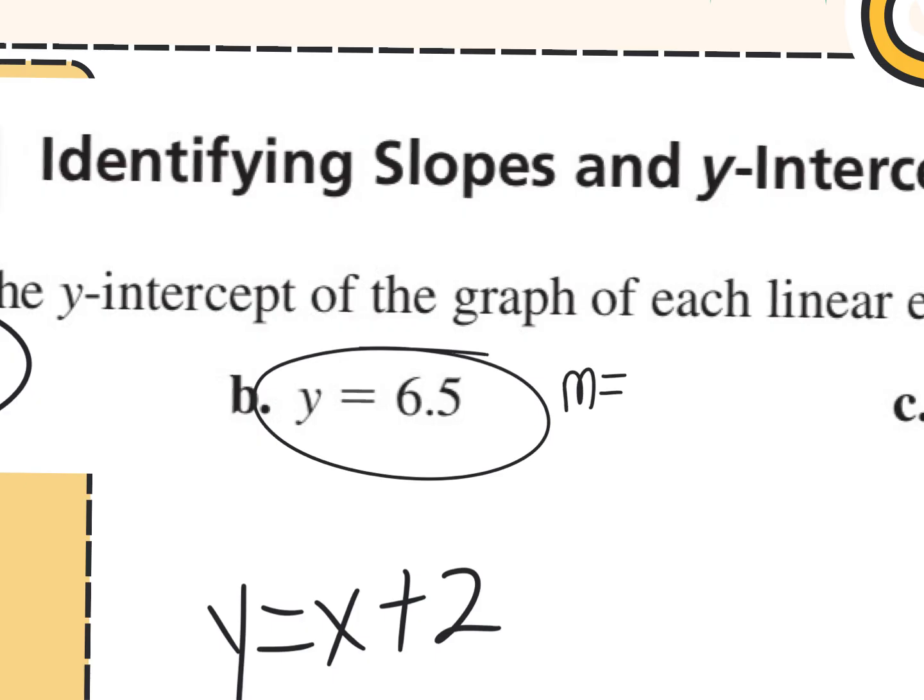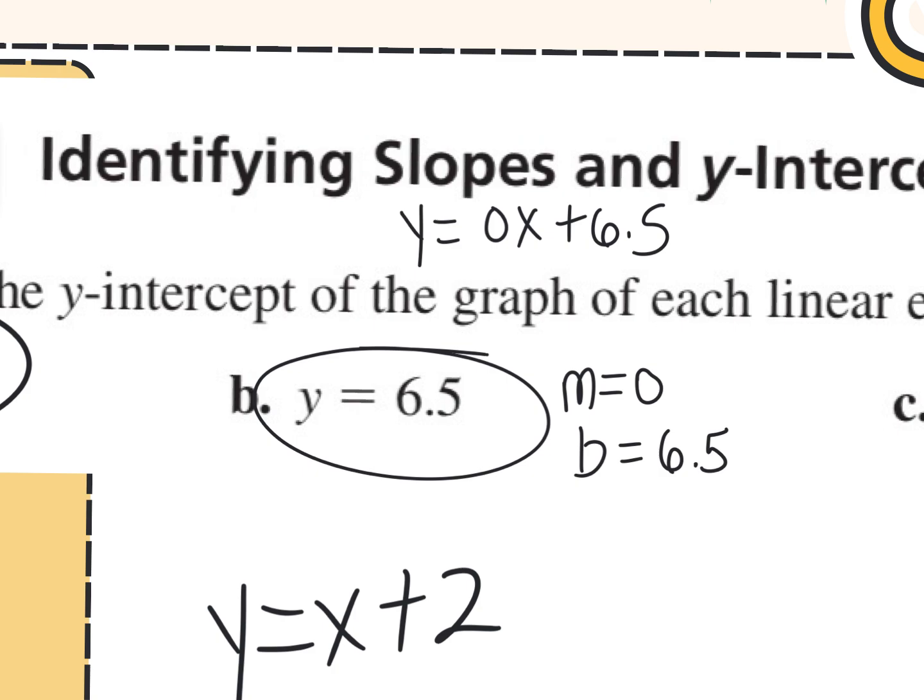No, well, m is what we use to represent 0. What would the y-intercept be then? 6.5. That constant is always the y-intercept. The slope, technically, y equals 6.5 is like saying y equals 0x plus 6.5.